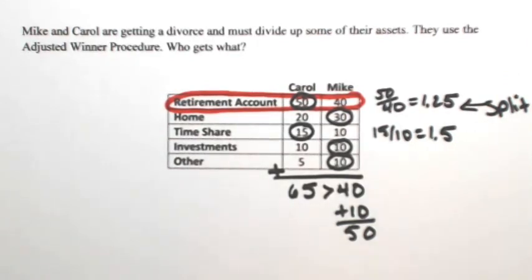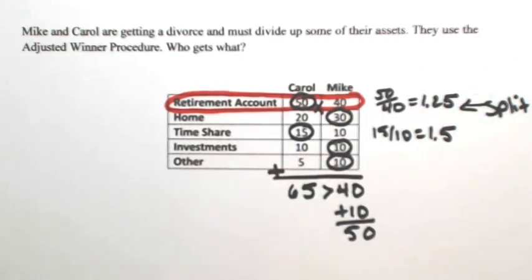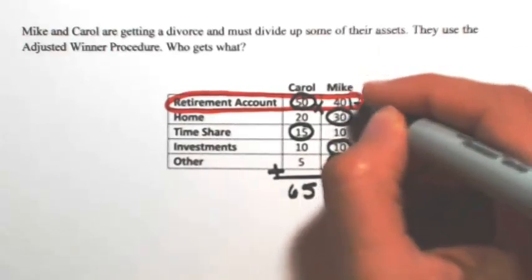Okay, so what we need to do is set up an equation so that Carol's points will equal Mike's points. So let's say that Carol gets some part of the retirement account. We don't know what it is, so we'll call it X. So if she gets, let's say, 20%, then Mike would get the other 80%. So the way that we found that is by taking 100% minus X. As a decimal, that would just be 1 minus X.